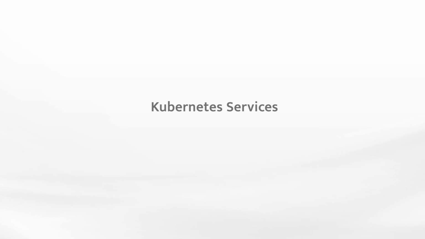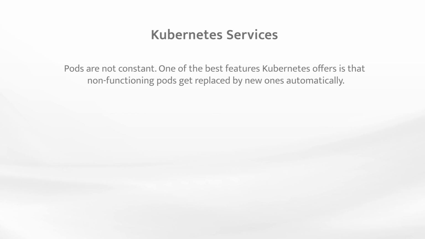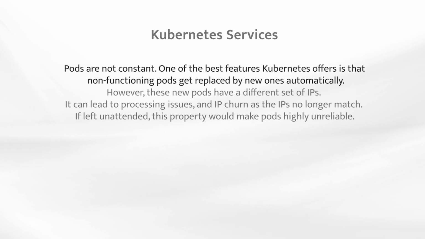To assist with this process, Kubernetes uses services. Kubernetes services. Pods are not constant. One of the best features Kubernetes offers is that non-functioning pods get replaced by new ones automatically. However, these new pods have a different set of IPs. It can lead to processing issues and IP churn as the IPs no longer match. If left unattended, this property would make pods highly unreliable.